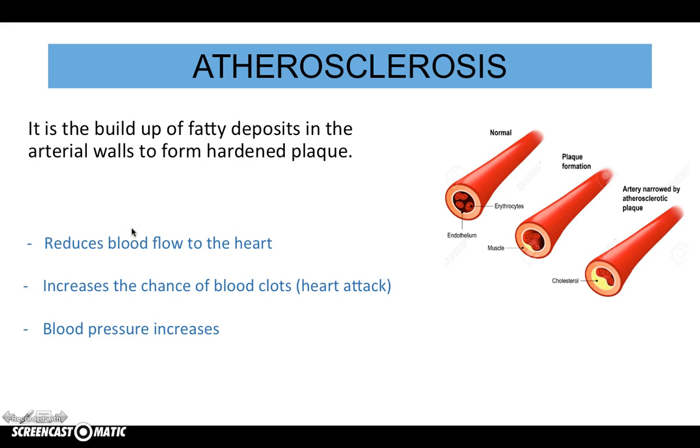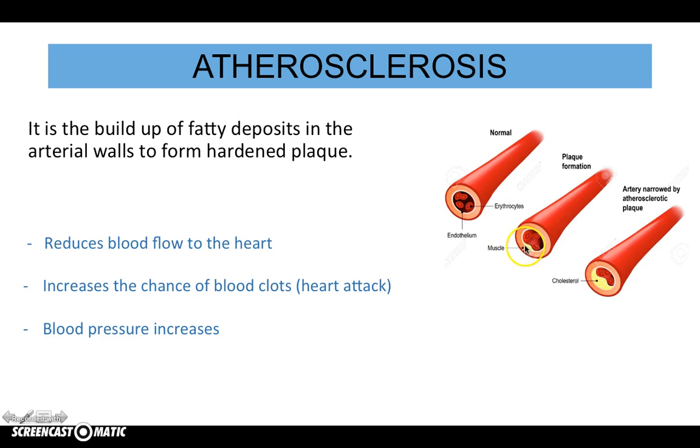So, arthrosclerosis is a build-up of fatty deposits in the arterial walls to form hardened plaque. That is what arthrosclerosis is. Hopefully this picture will help you out. This is known as the lumen of an artery, this circumference here. This is a healthy, normal blood vessel, and as you can see, plenty of red blood cells can pass through and travel through there.